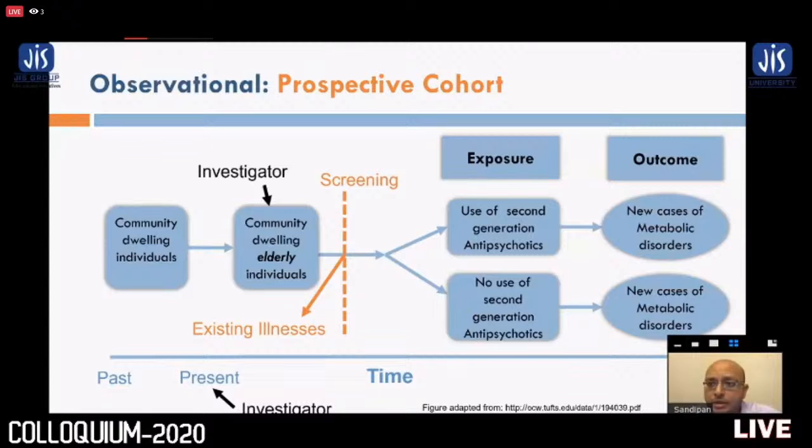Guys, you can write your questions in the chat box directly. And Preeta, you can address. Sir, we have a question for you in our chat. The question goes like, how does the strategy for a case control study differ from that of a cohort study?